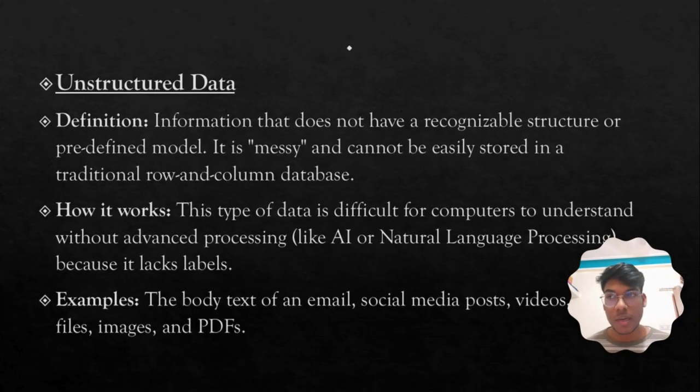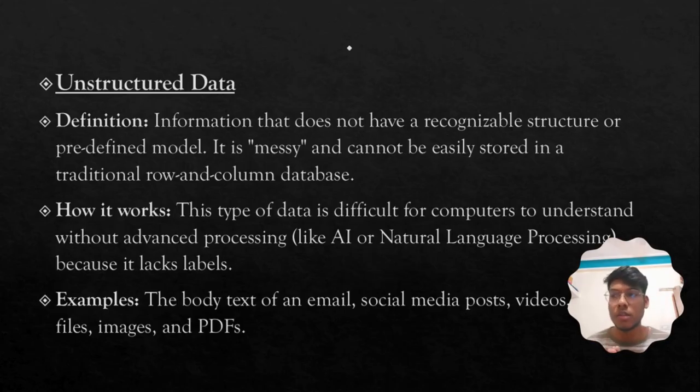Now we come to unstructured data. So what is it? Unstructured data is data that is not in the form of rows and columns. The main thing is that it's messy and you cannot easily store it in traditional rows and columns. The formal definition is information that does not have a recognizable structure or predefined model. It is messy and cannot be easily stored in a traditional rows and columns database.